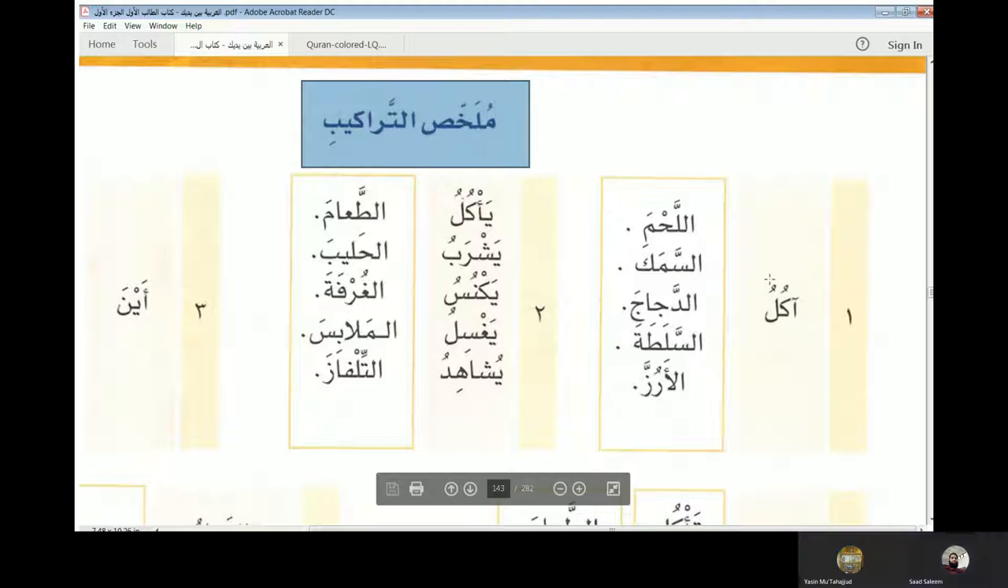Summary of the structures. Akulul lahma, I eat meat. Why are we using fatha on meem? Because it is the object. Yes, good. What is object called in Arabic? Maf'ul bihi. Mim, fa, ayn, waw, lam: maf'ool. Maf'ool bihi.